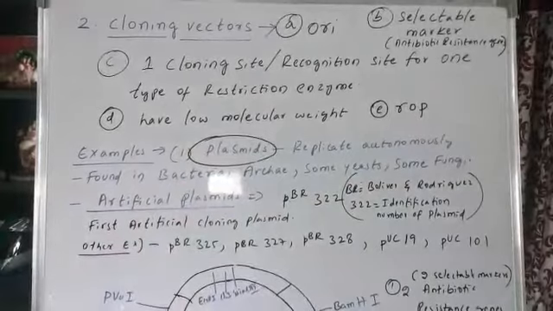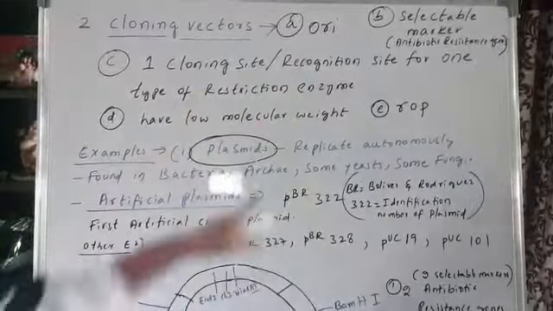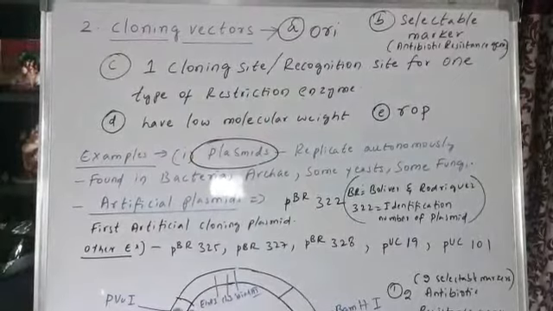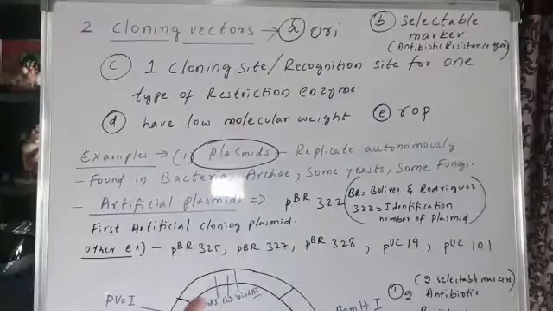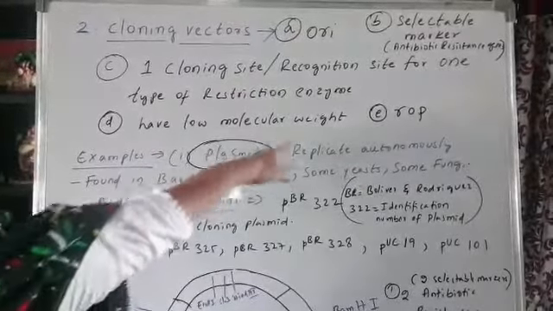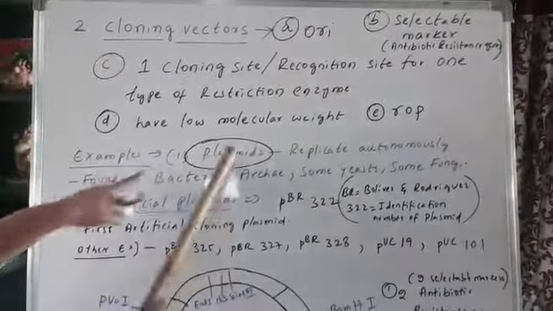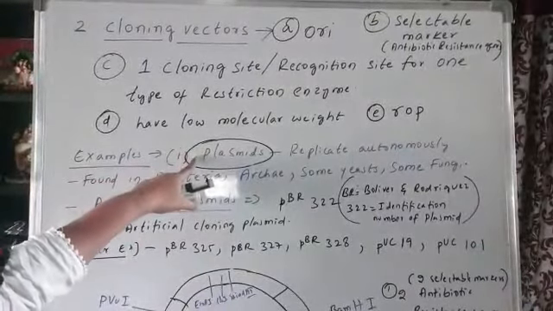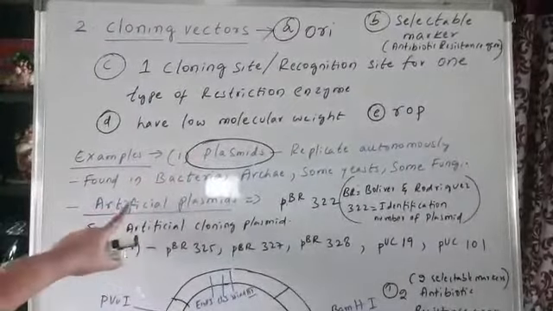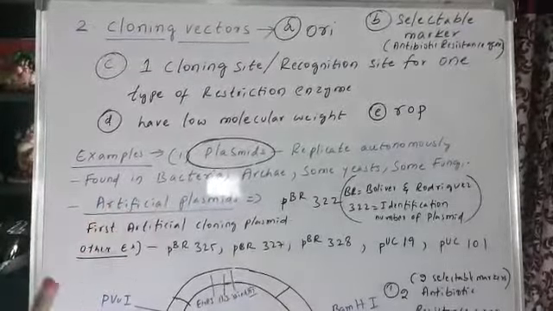Plasmids have the capacity of replicating autonomously. What does it mean? It means that the replication of the plasmid is independent of the chromosomal replication. So plasmids have the capacity to replicate autonomously in a cell. And generally we use plasmids as cloning vectors in rDNA technology. There are also artificial plasmids which are constructed by various scientists. Now let's check on them.